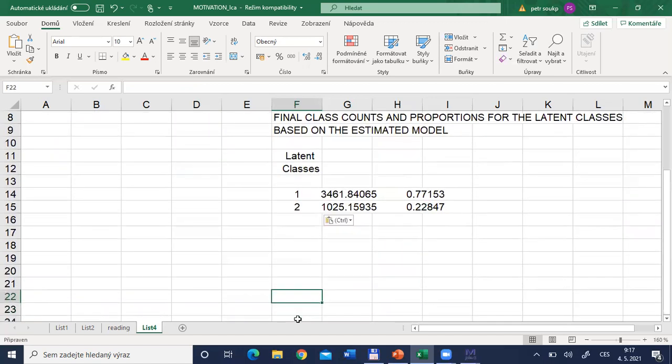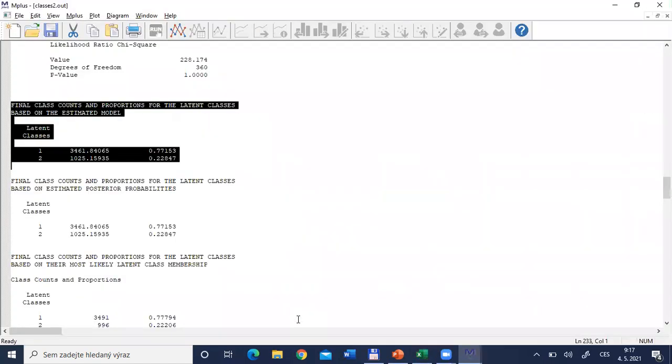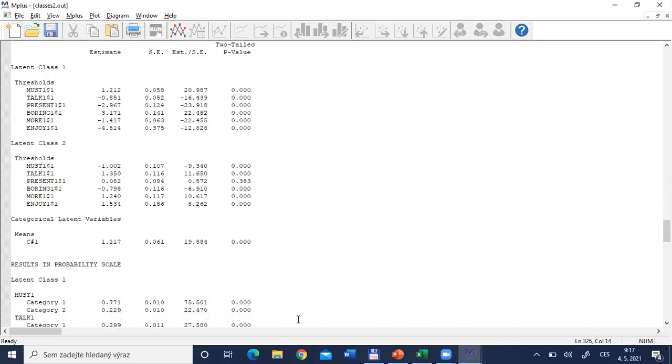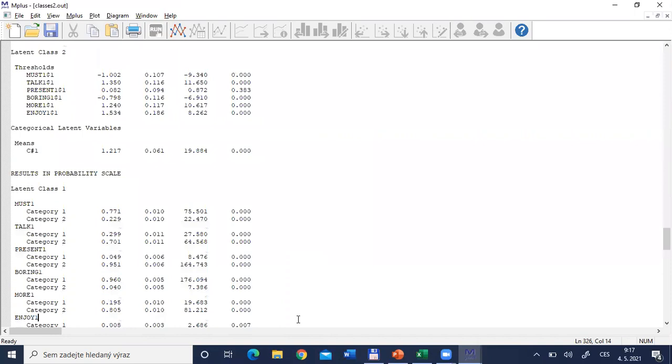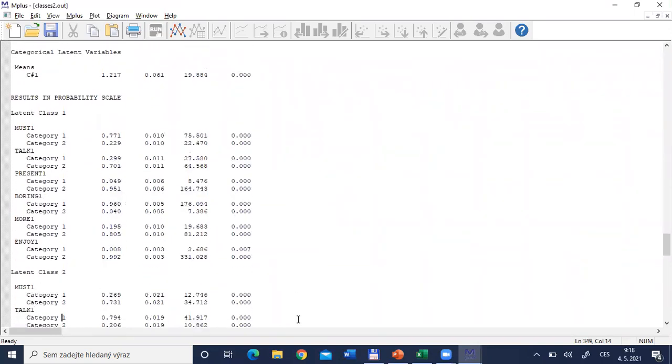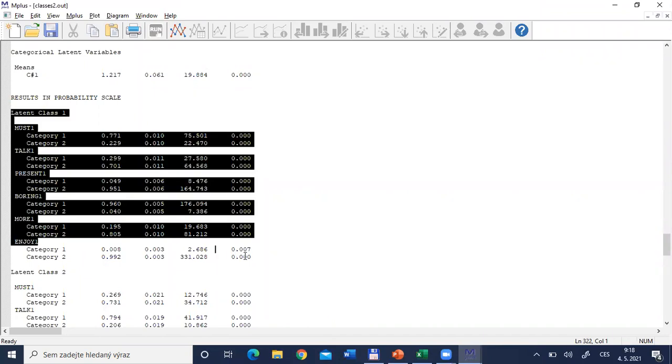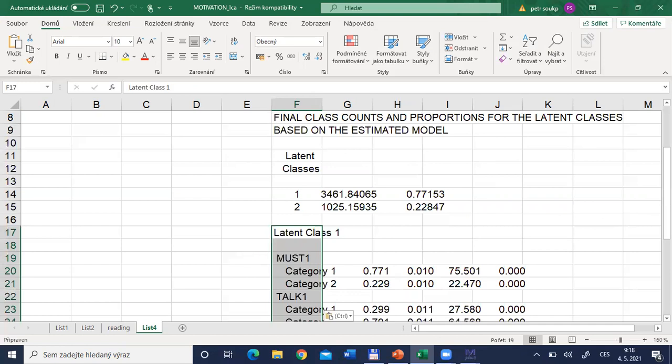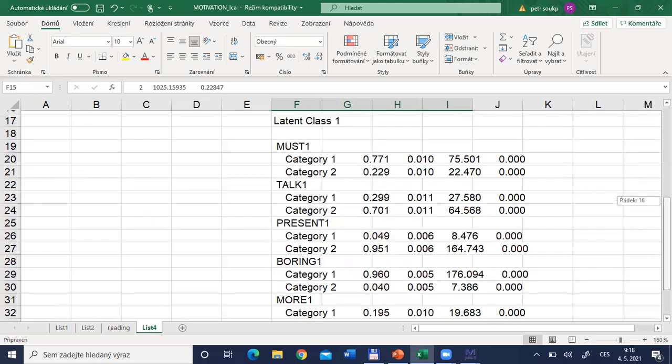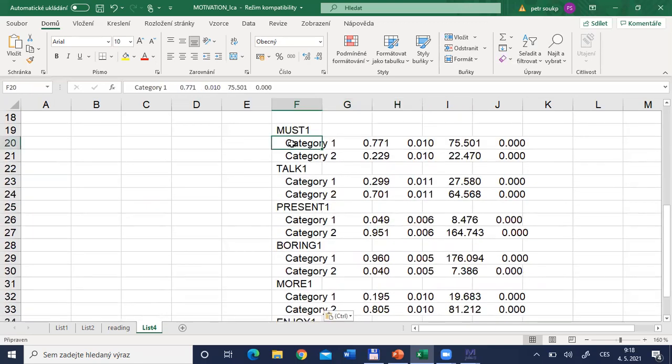And now we would like to understand the meaning. So I would go down once again to model results in probability scale. And maybe for simplicity, I would copy only the first latent class. So here it is, and we can read results. Once again, the first class is the bigger one, and the small class is the second one.